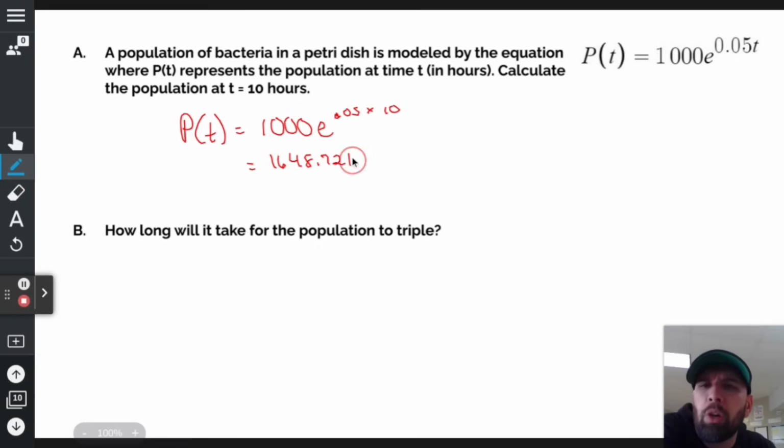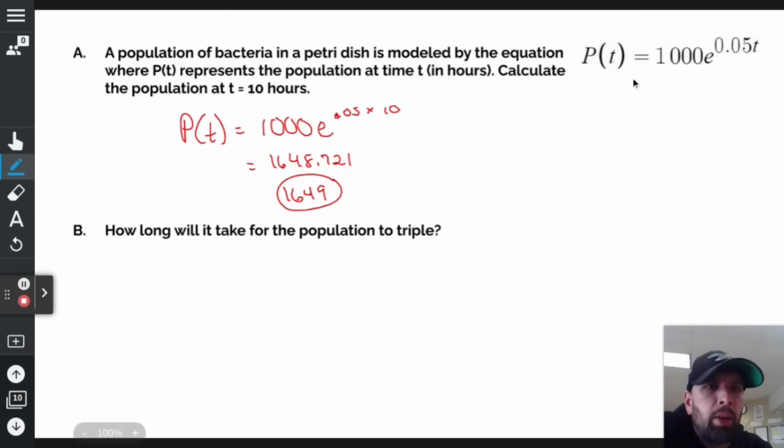So the number that I get is 1648.721, but what I don't do a good job of explaining is that we're not going to have half a bacteria or 0.7 of a bacteria. So we'll round this up to 1649. You're allowed to have a little bit of rounding error as long as it's just by one for AP Precalculus. It's all good. So how long would it take for the population to triple?